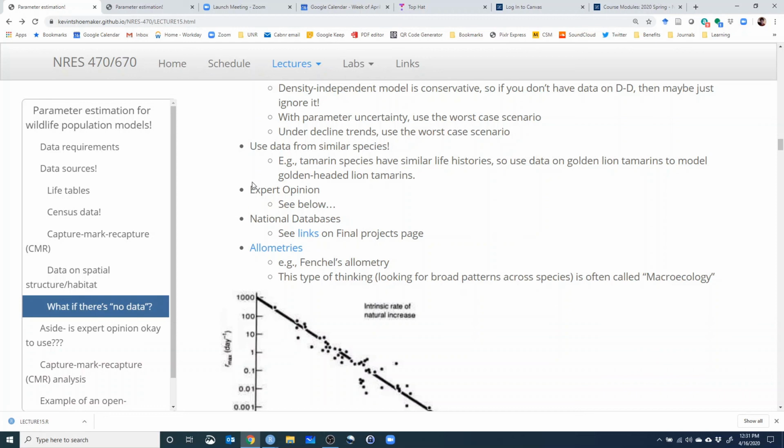And expert opinion. Sometimes all we have are some experts who've worked with the species and have some hunches about what the survival and fecundity rates might be, or what the population size might be, or what the trend in population size or lambda might be. So it's not a crime to use that, but there are some caveats, and I'll go over those in a second.